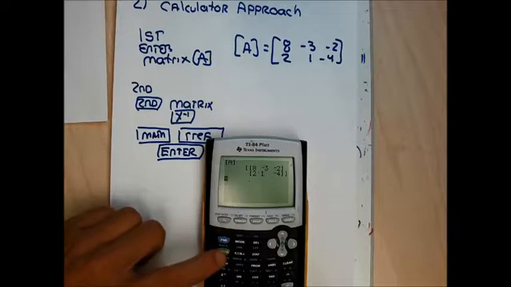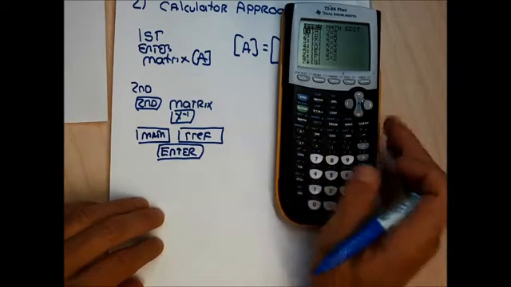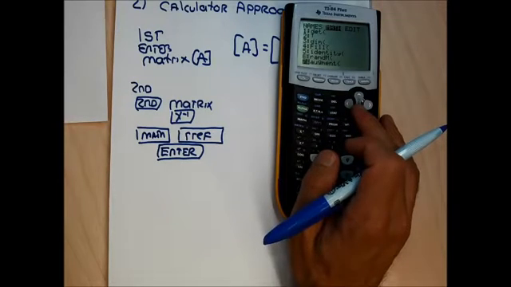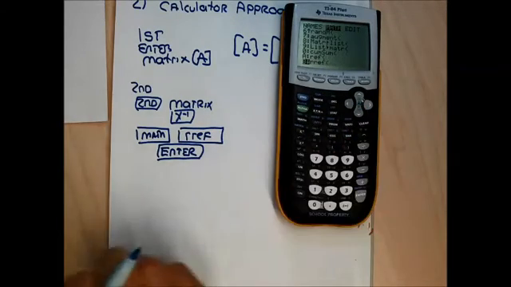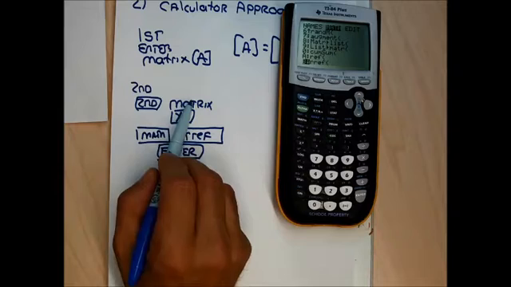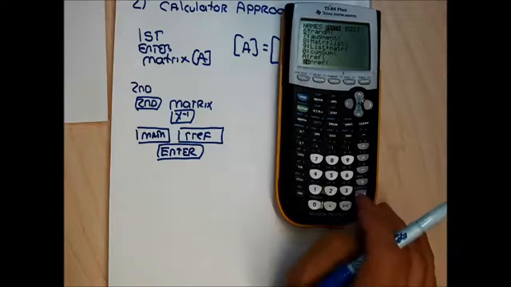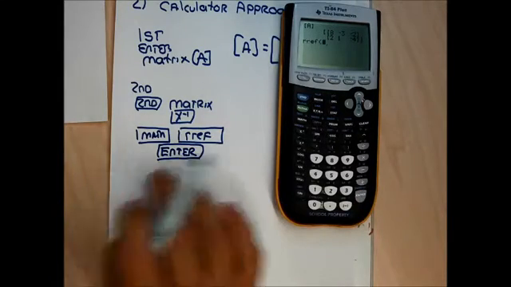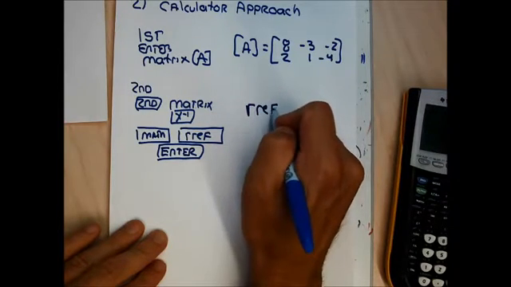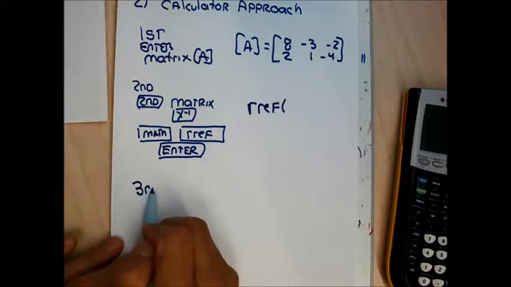Next step, second, then the x inverse key, which is the matrix key. Arrow over to math, and then I'm going to hit the down arrow a bunch of times, and eventually I'm going to come across RREF. Notice there's an REF and an RREF. You want to hit the RREF. So I hit second matrix, tab to math, arrow down to RREF. Now I'm going to hit enter. On my main screen, that's going to produce RREF. So right now, at first I entered the matrix, and then I did all this to get RREF on my screen.